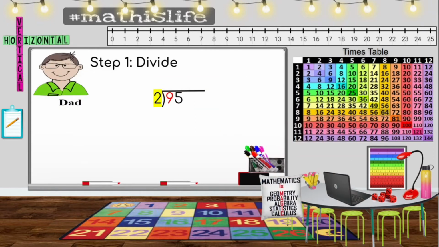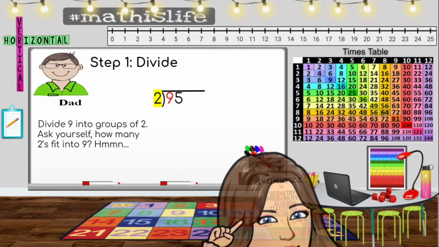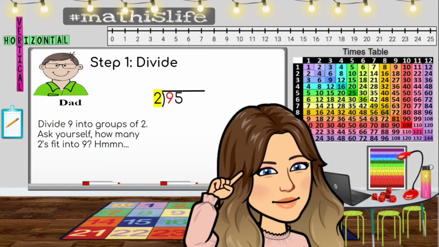The first step is to divide. And the great thing about long division is that it allows us to take one number at a time as opposed to focusing on the full 95. We're just going to focus in this step on the 9. We're going to ask ourselves, what is 9 divided by 2? Or you can ask yourself how many 2's fit into 9, or you can also ask yourself 2 times what gives you 9? Please feel free to use your times table.